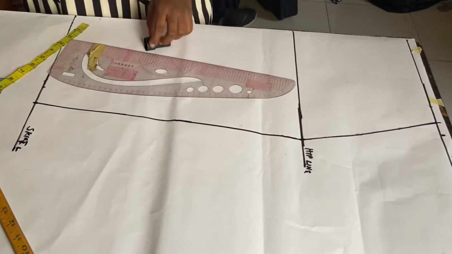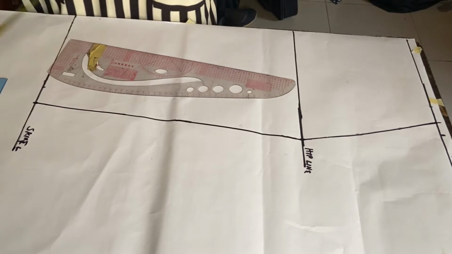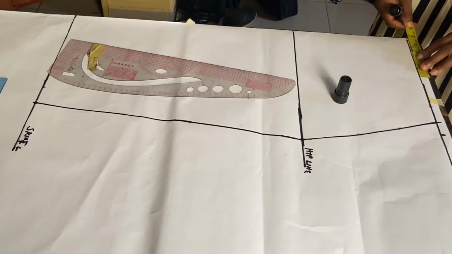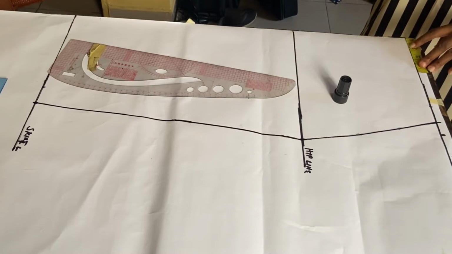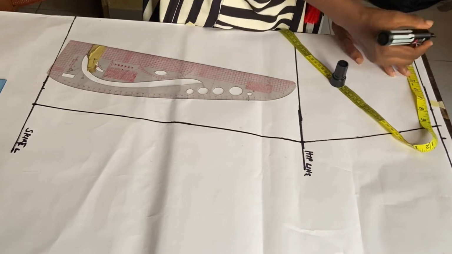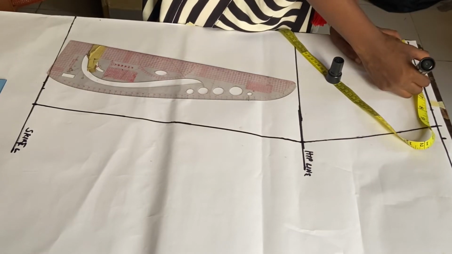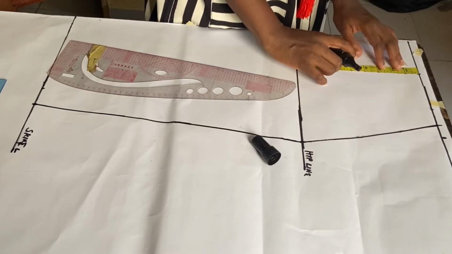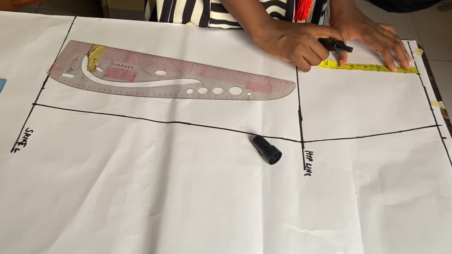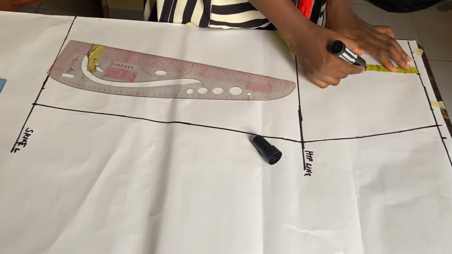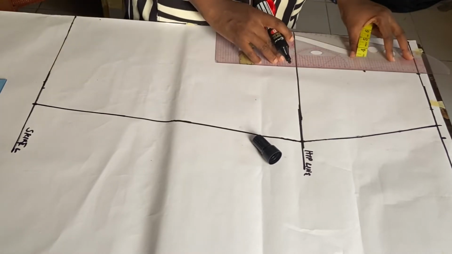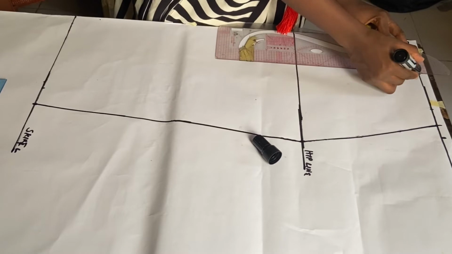So the next thing I'll do now is to measure my dart. So I will divide my nipple to nipple measurement by 2. It's 8 divided by 2 will give me 4 inches. So I'll mark 4 inches at my waistline, and I'll also come down from that dot that I made by 4 inches also. Then I'll connect the dots together.